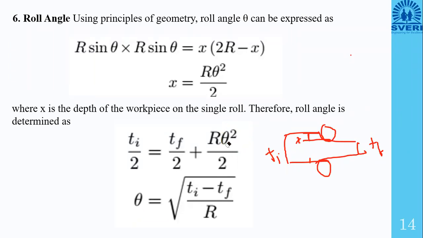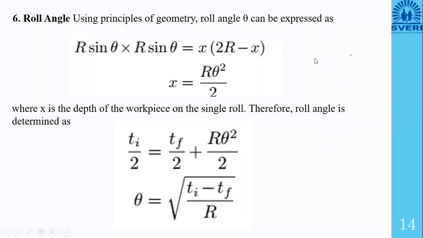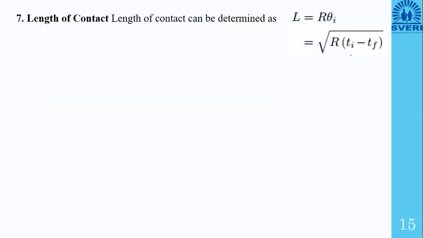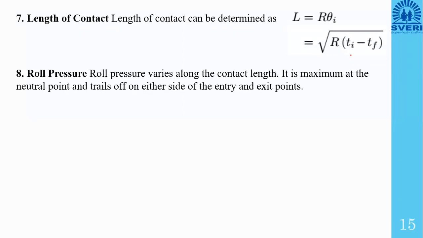What is meant by Ti? Initial thickness, Tf is the final thickness, and R is nothing but the roll radius. Based on these 3 values, you can calculate the angle of contact, that is theta. Okay, so these are some nomenclature. Again, one more is there: the length of contact. The length of contact can be determined as L is equal to R theta, and theta is (Ti minus Tf) divided by R.